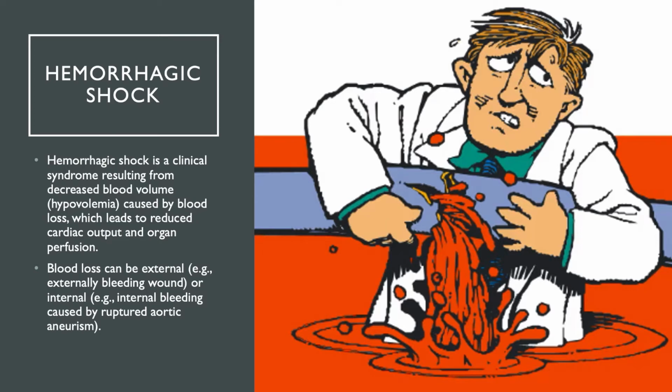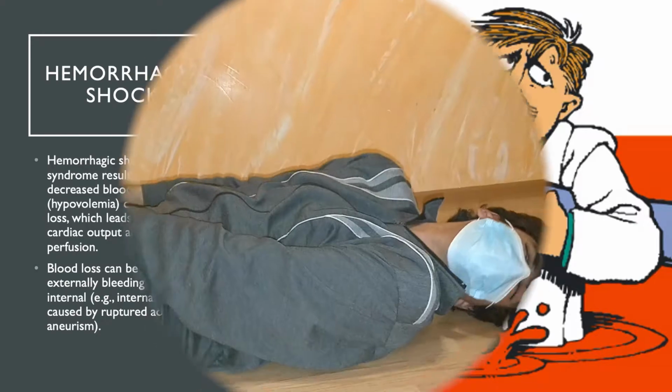Hemorrhagic shock is a clinical syndrome which results from the loss of blood due to trauma or an injury. It can be either internal or external depending on the source of the bleeding.